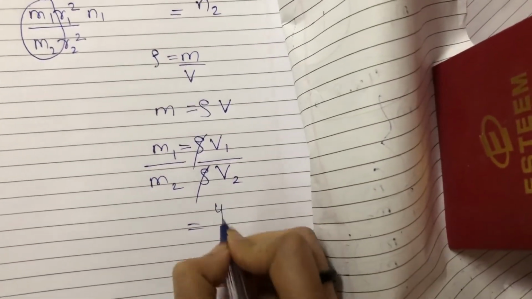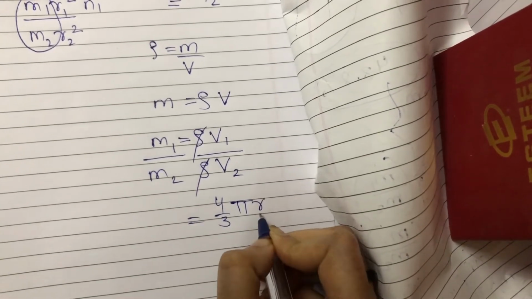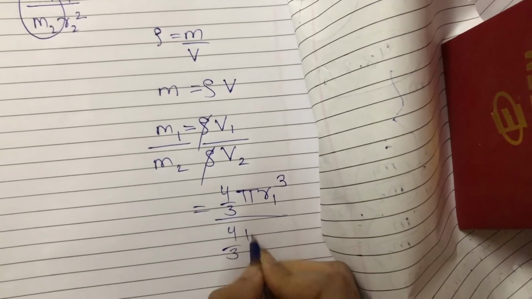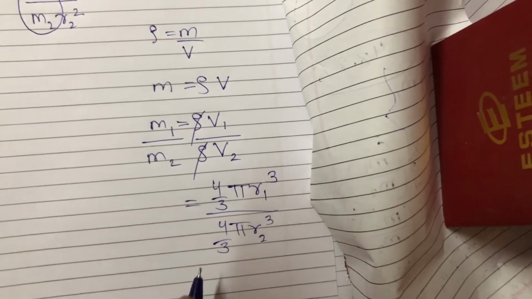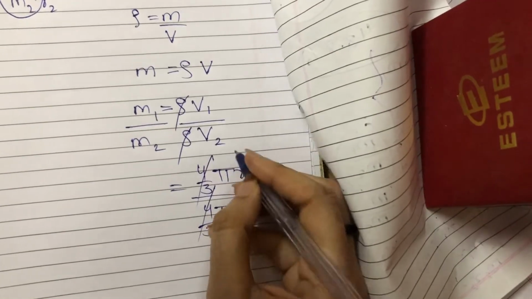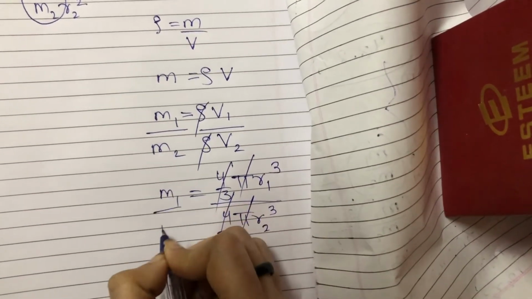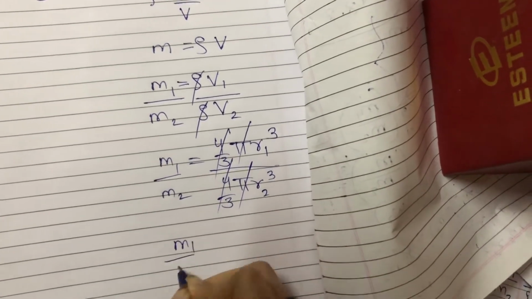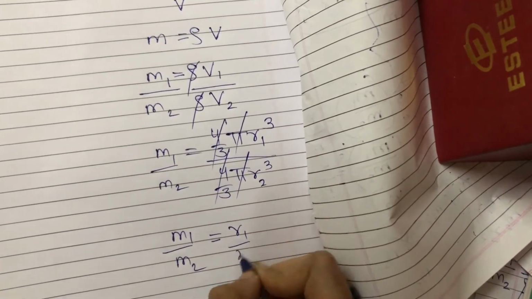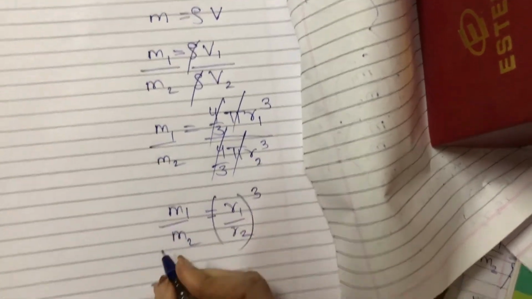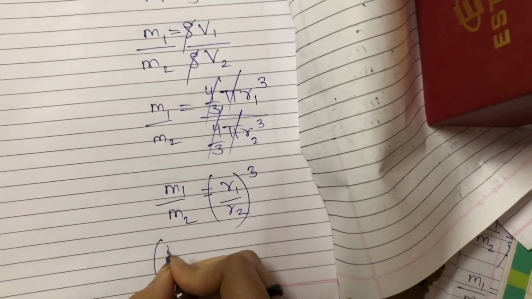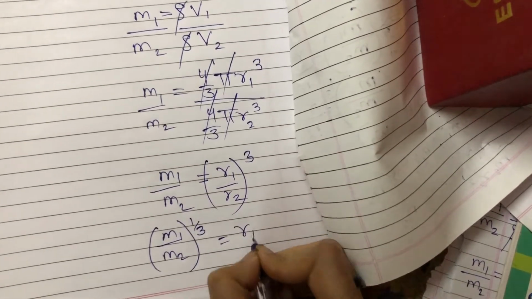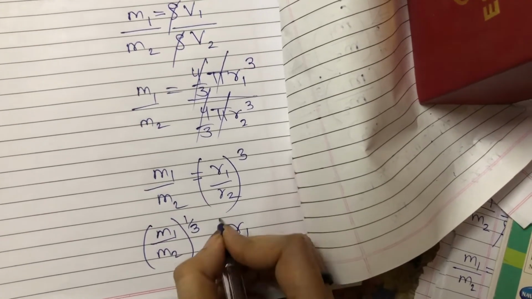What is the volume of the sphere? 4 upon 3 pi r cube. The radius of the first sphere is r1, 4 upon 3 pi r cube. The radius of the second sphere is r2, 4 upon 3 pi, and pi gets cancelled. So now I have m1 upon m2 in terms of radius. My next step: m1 upon m2 is equal to r1 upon r2 the whole cube. Now I'll take this cube on this side, so that will become a cube root. So m1 upon m2 cube root can be written in this format. Now I have r1 upon r2 in terms of mass.